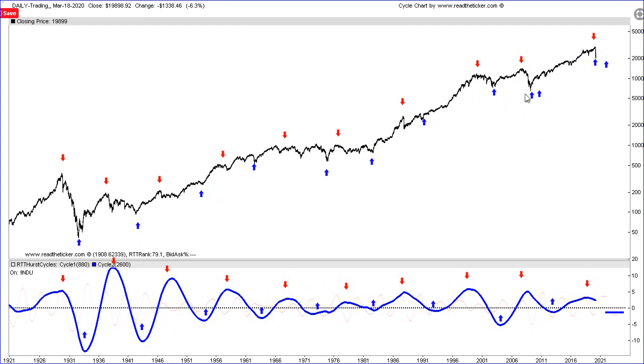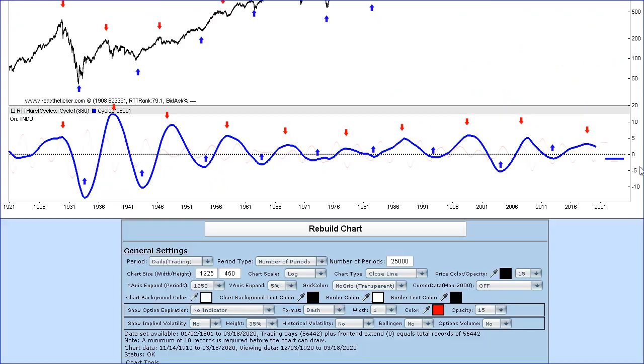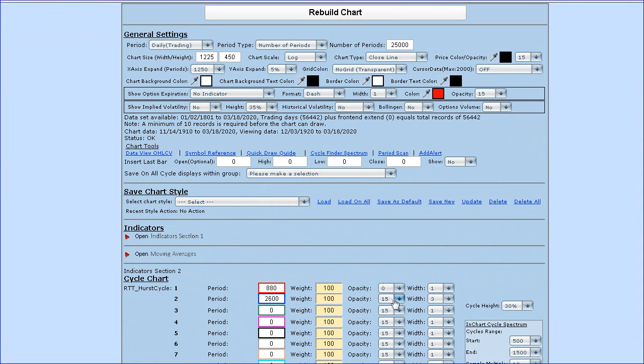As you can see here, price trended up and everyone was wondering when it was going to run out. But the cycles gave you a time frame for when it would run out. So that's the long cycle. Now we're going to look at the 2600 cycle a little bit closer. We're going to look at the 880, or the 900 really. So we'll just go to that, and change the colour so we can see it.